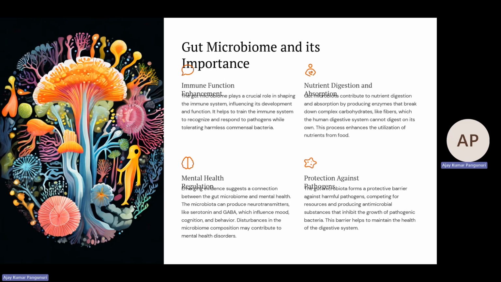Normal digestion, nutrient digestion, and absorption. Gut microbiota contribute to nutrient digestion and absorption by producing enzymes that break down complex carbohydrates like fibers, which the human digestive system cannot digest on its own. This process enhances the utilization of nutrients from the food.